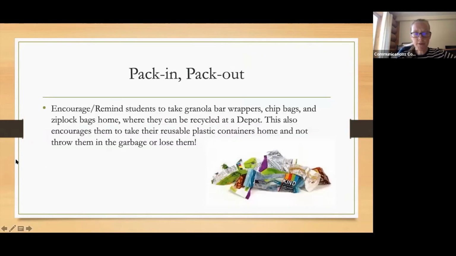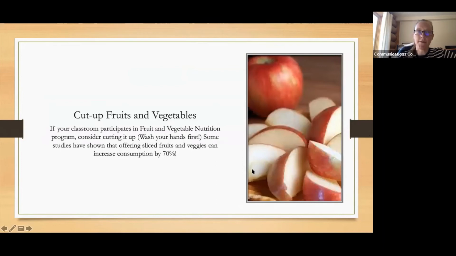The other thing you can do is, I know some classes have made wax wraps in class, and then they can send them home and the parents can use them.